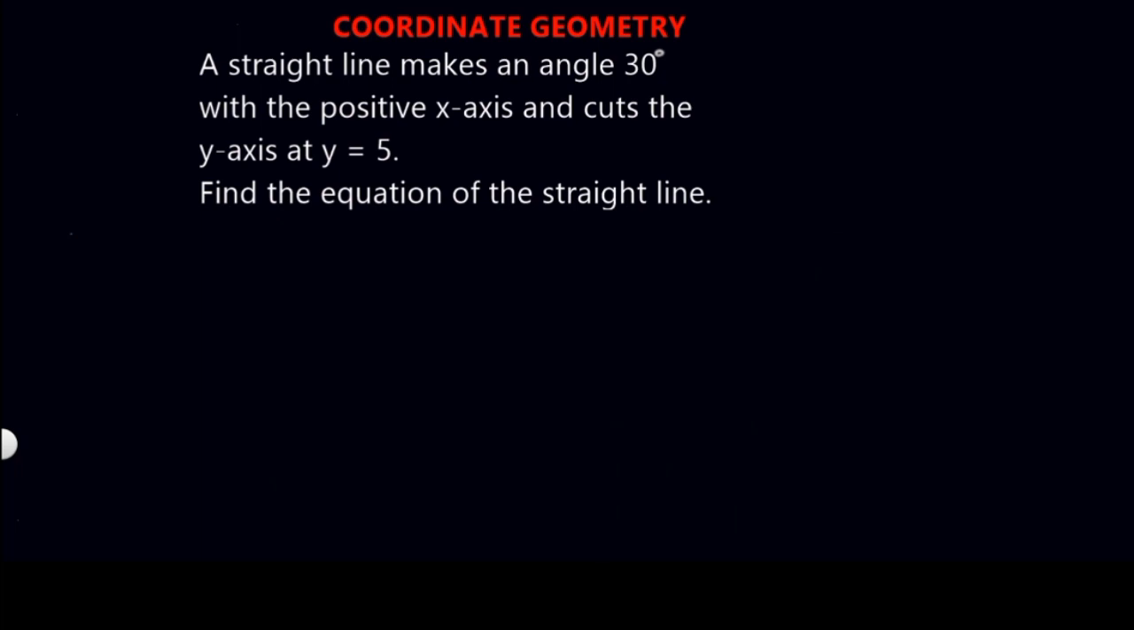The question reads, a straight line makes an angle 30 degrees with the positive x-axis and cuts the y-axis at y equals 5. Find the equation of the straight line.